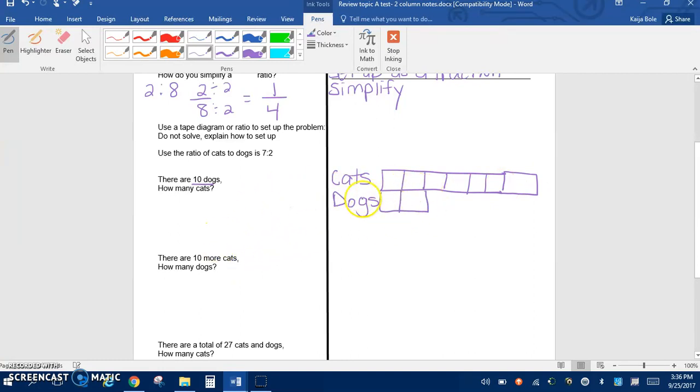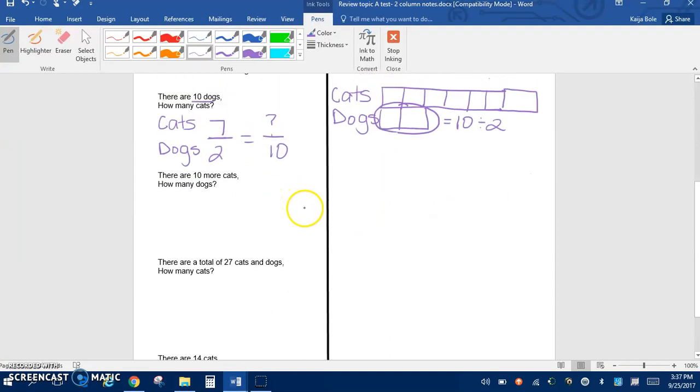It says there are 10 dogs, so we would circle dogs, and this would equal 10, and we would then have to divide by 2. If we set up the ratio, we're comparing cats and dogs. So our empty proportion here: cats has 7, dogs has 2. They told us there are 10 dogs, and we're looking for the number of cats. So that's the first example.